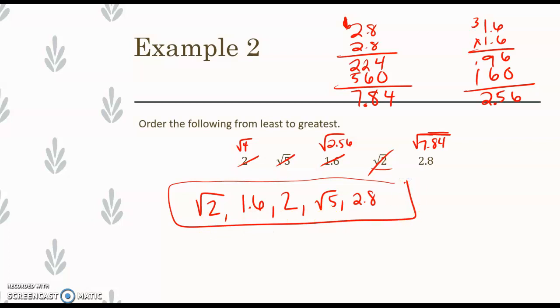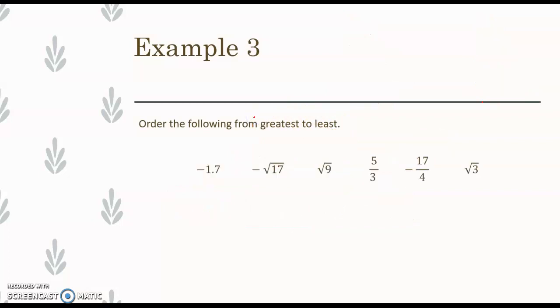All you have to do is multiply and get your squares. And then from there, you just treat what's in the square roots as numbers and put them in order. Just make sure you're reading your directions. Like this one says from least to greatest. This next one's going to say greatest to least. So we're starting with the biggest number and going to the smallest.